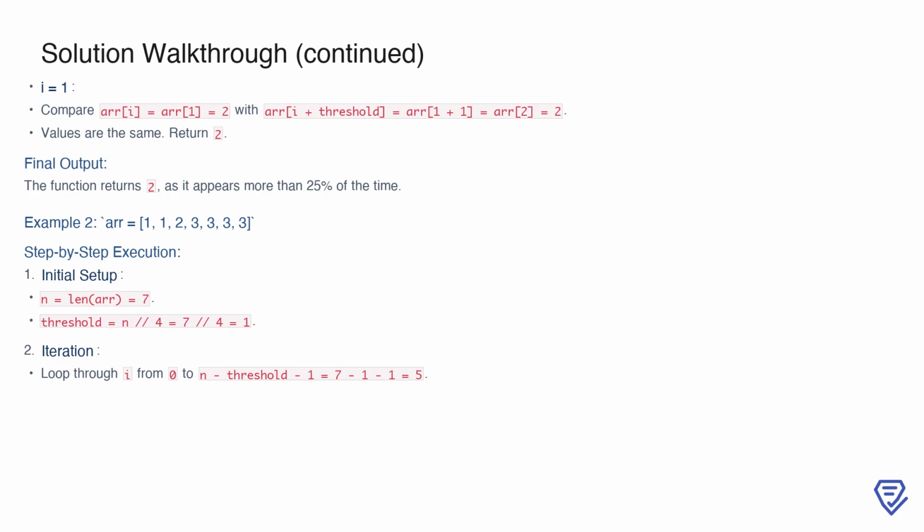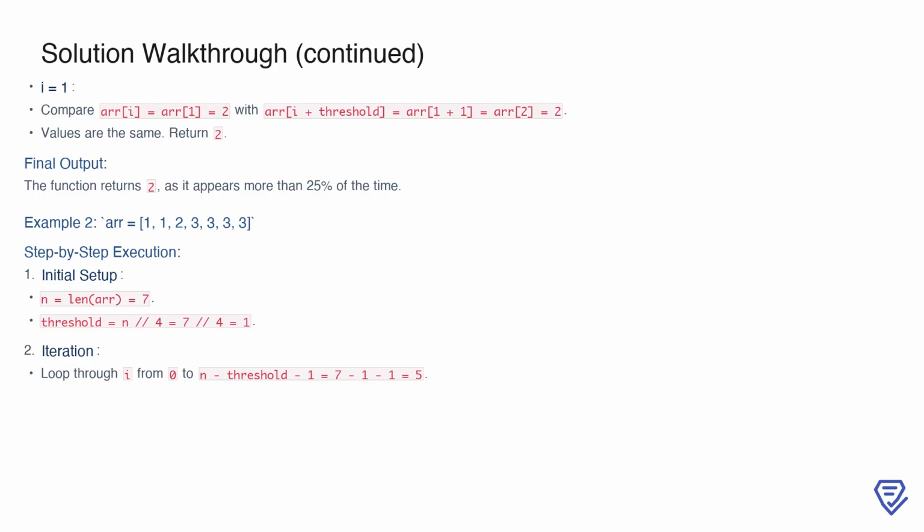This demonstrates that the algorithm identifies the correct element as soon as it finds a match, without needing to continue further. Now, let's look at another example. For the array 1, 1, 2, 3, 3, 3, 3, we start by calculating the length of the array, which is 7. The threshold, being 1/4 of the array length, is again 7 divided by 4, which equals 1.